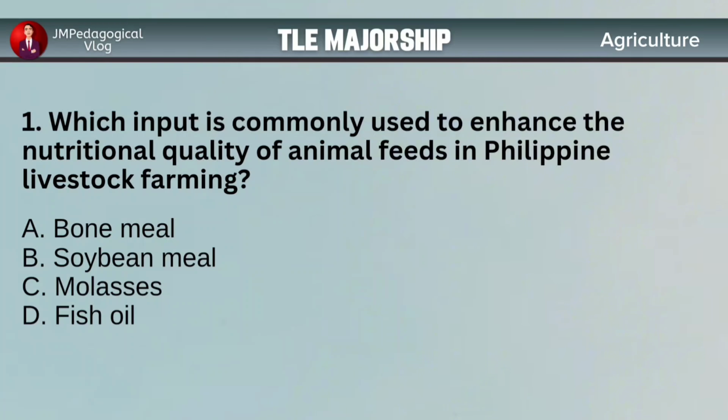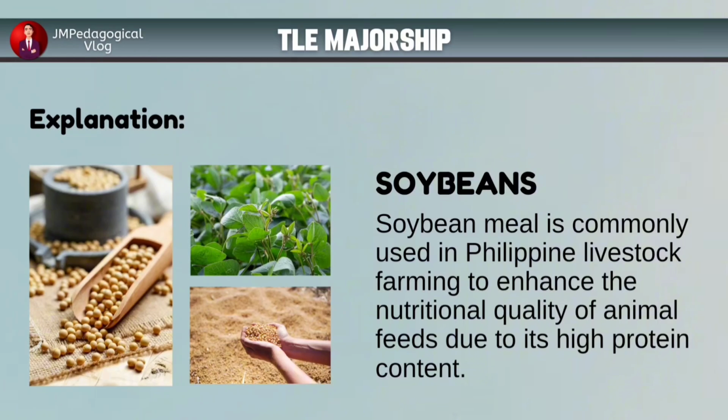1. Which input is commonly used to enhance the nutritional quality of animal feeds in Philippine livestock farming? A. Bone meal. B. Soybean meal. C. Molasses. D. Fish oil. B. Soybean meal. Explanation: Soybean meal is commonly used in Philippine livestock farming to enhance the nutritional quality of animal feeds due to its high protein content.